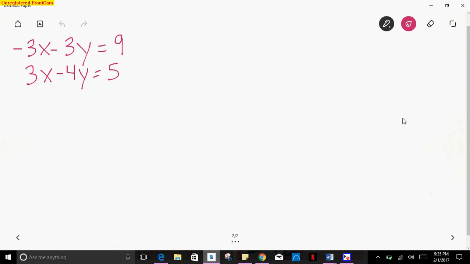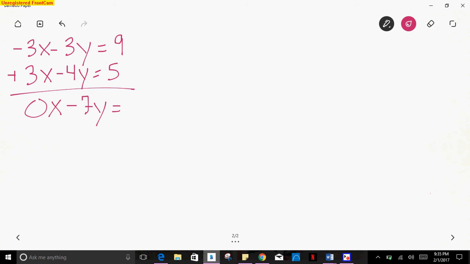So, we're using elimination. We want to eliminate one of our variables. We always do that by adding and see if anything eliminates. So we have negative 3x plus 3x, which is 0x. So right away we can see that our x's both went away. Now we have negative 3y plus negative 4y, which is negative 7y, and 9 plus 5, which is 14. So we're left with negative 7y equals 14. So we know y equals negative 2, since we would divide each side by negative 7.